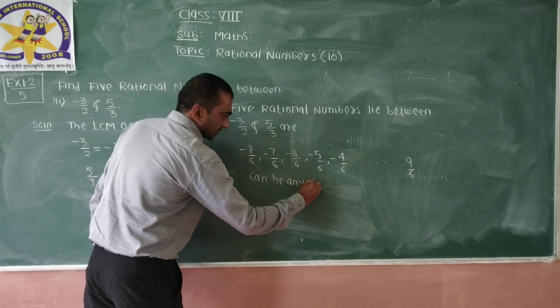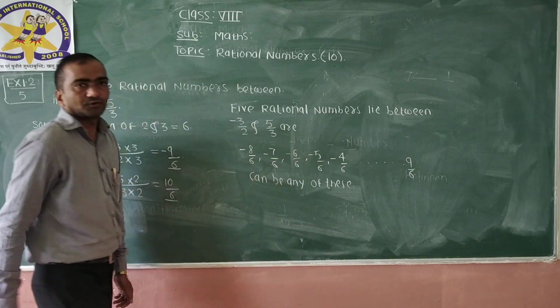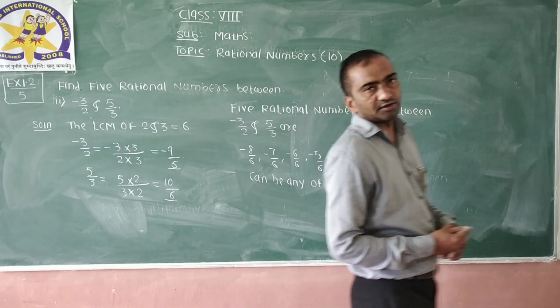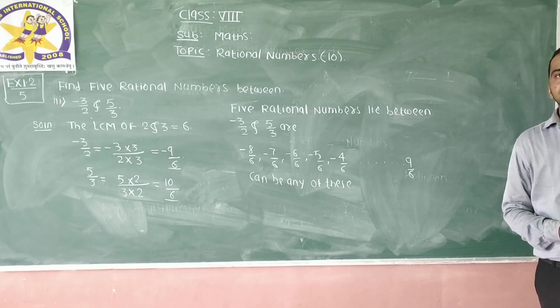Why can it be any of these? Because we have to find only 5 rational numbers. Okay, now here we complete our fifth question. Now we start question number 6.